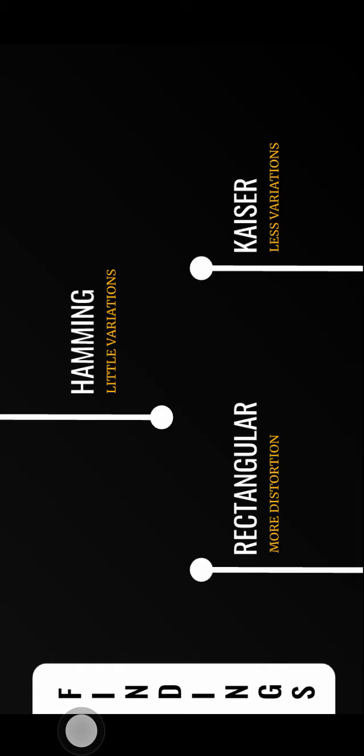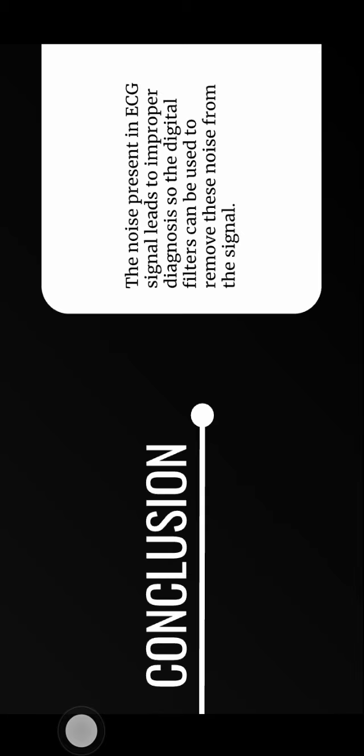Now let me conclude by saying that improper ECG signals lead to improper diagnosis. The noise in the ECG signal leads to improper diagnosis. So digital filters can be used to remove this noise from the signal. You can use the Kaiser filter, which is the best, most efficient and most effective signal processing thing you can do.